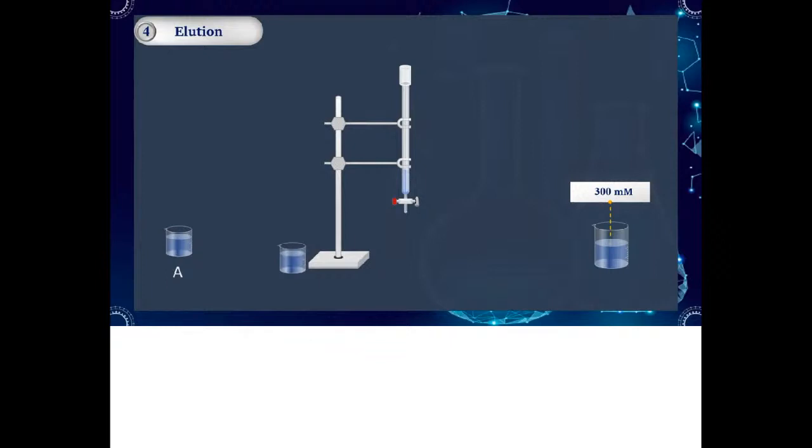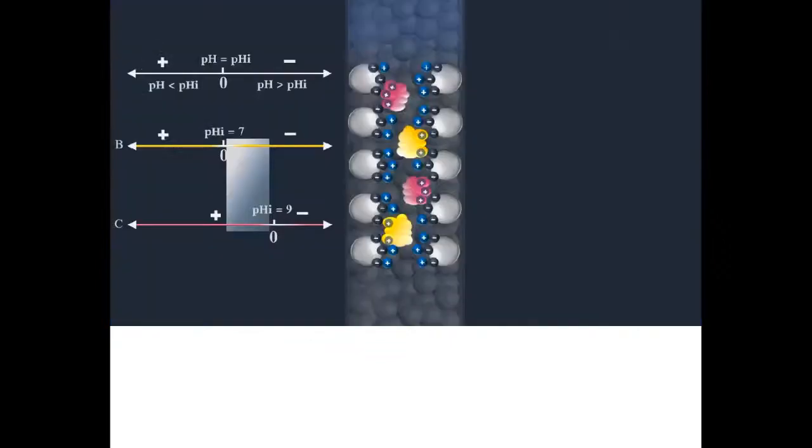Also, varying the pH of the buffer can be used to effect a separation and to elute the retained proteins. As we saw, the pI of protein B is equal to 7, and the pI of protein C is equal to 9. So if we add a buffer with pH above the isoelectric point of protein B and below the isoelectric point of protein C, protein B will become negatively charged and can then be eluted.